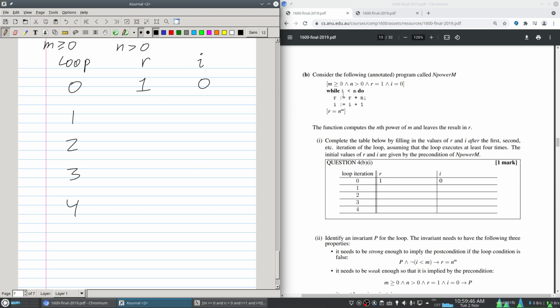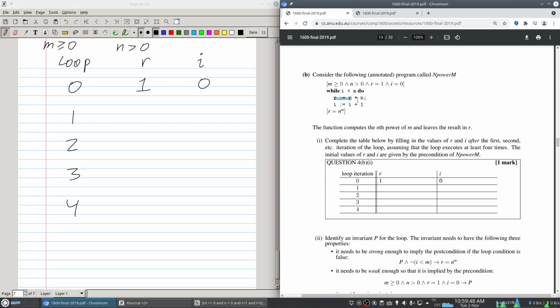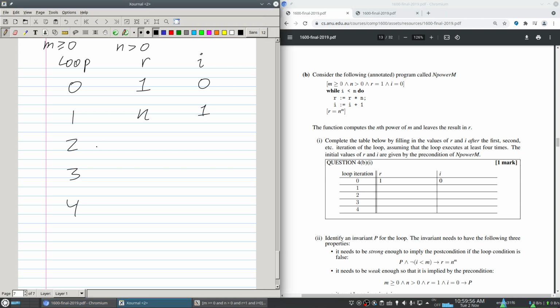So in the first loop, what happens? R is replaced with r times n, so 1 times n is n, and I is incremented by 1, so 0 plus 1 is 1. In the second loop, we do that again, so multiply r by n ends at n squared, I goes up, n squared times n is n cubed, I goes up, and then n cubed times n is n to the 4, and I goes up.